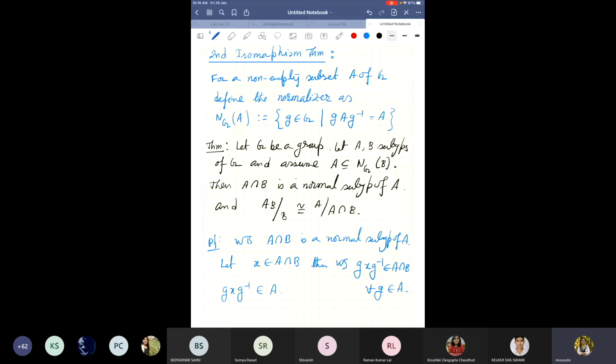And also G inverse. So this X is in B, right? So now G inverse. This G is in A. But what is the hypothesis? The hypothesis is that A is a subset of the normalizer of B. What does that mean? That means that G inverse is equal to B, right? So therefore this element belongs to B as A is contained in the normalizer of B. Is this clear?